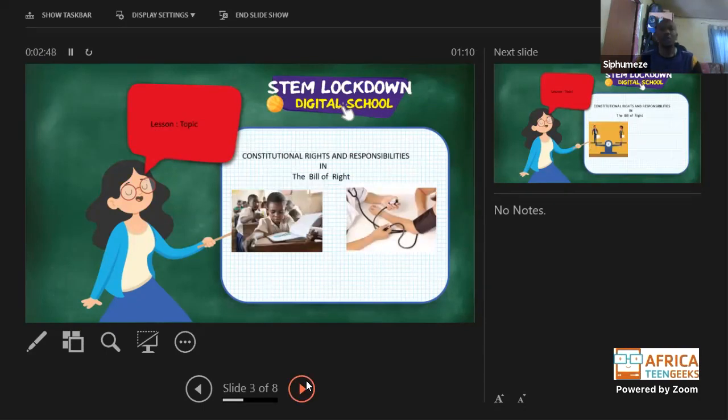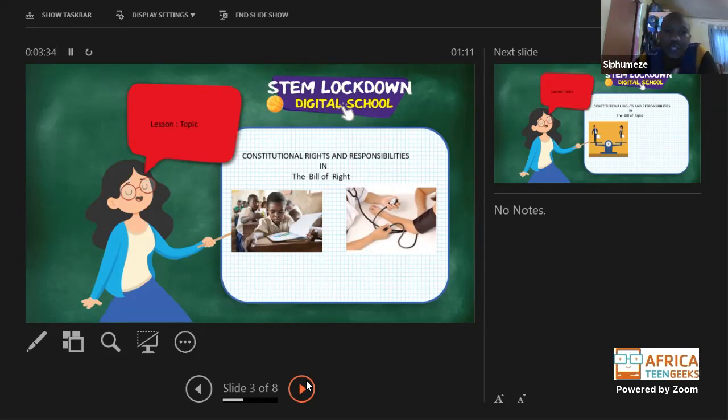When you talk about constitutional rights and responsibilities, I will just give you an example. Constitutional rights are the rights that need to be followed. For example, in the classroom, you have rights that every learner should follow as a student. It's the same with constitutional rights. Constitutional rights are the rights implemented by government that need to be followed by every citizen of the country. For example, every learner has a right to education.